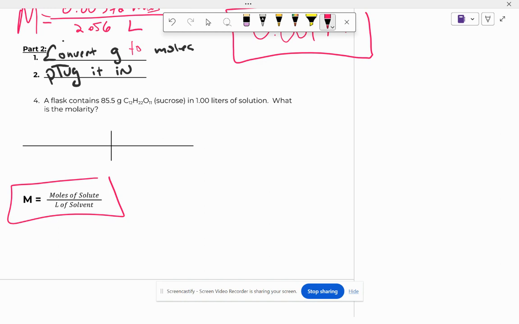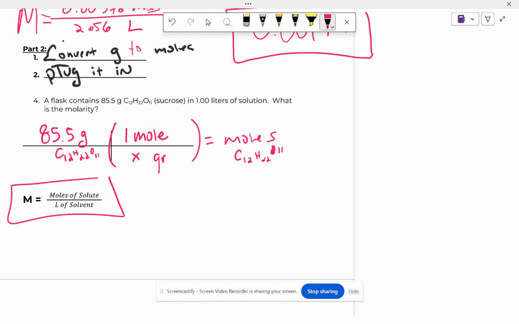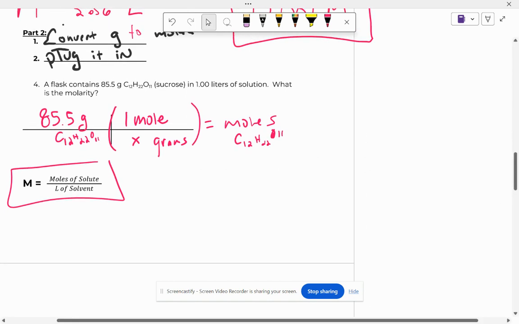Sound good? So what we have is 85.5 grams of sugar, C12H22O11. I need to convert it to moles of C12H22O11. So what I want to do is basically just our first bracket in stoichiometry. 1 mole goes on the top, and then X grams goes on the bottom. So what is X grams going to be? It's just added up, right?